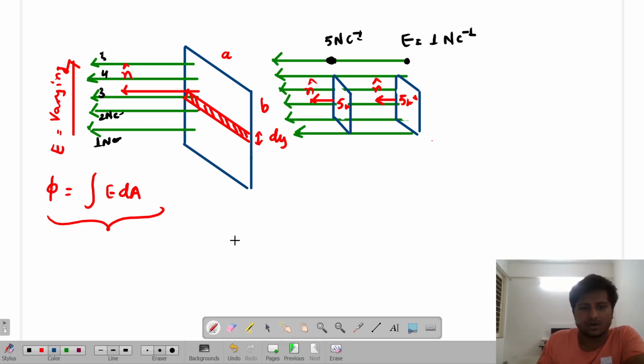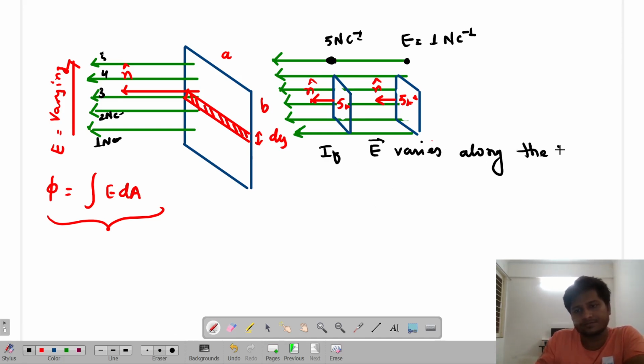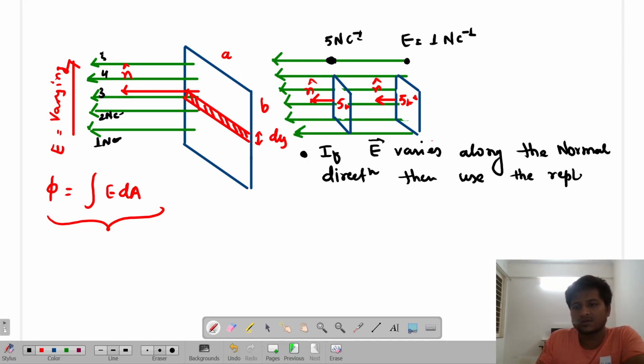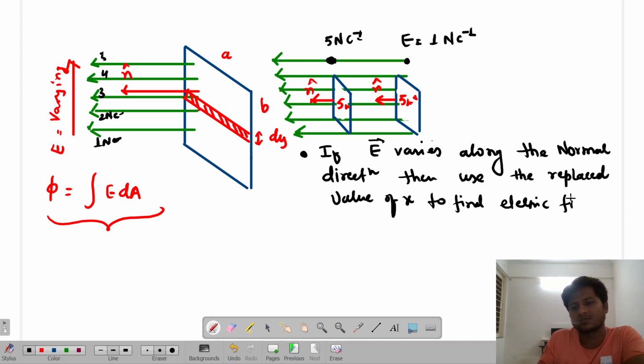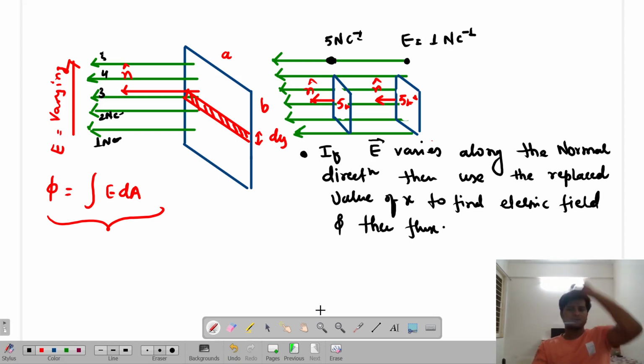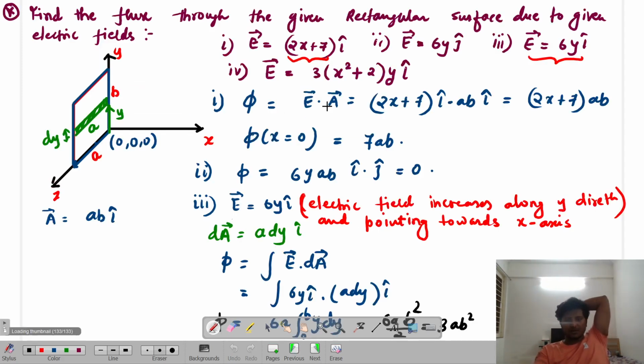in these kind of cases, along the direction of normal, along the normal direction, then use the replaced value of x to find the electric field and then flux. ठीक है, just replace the value of x, just like I replaced.